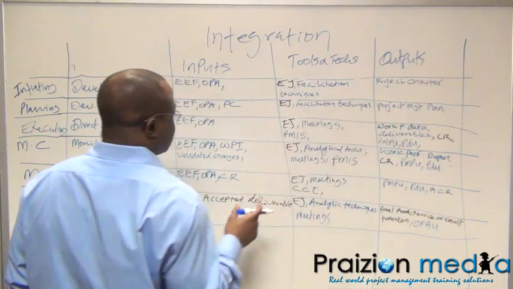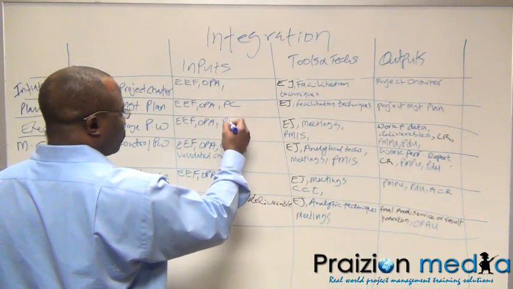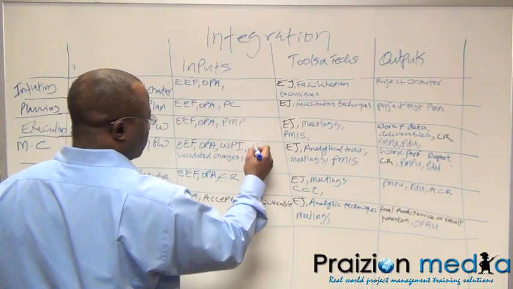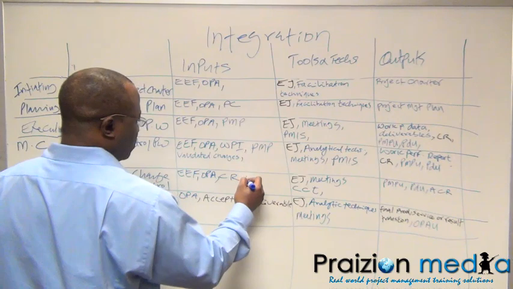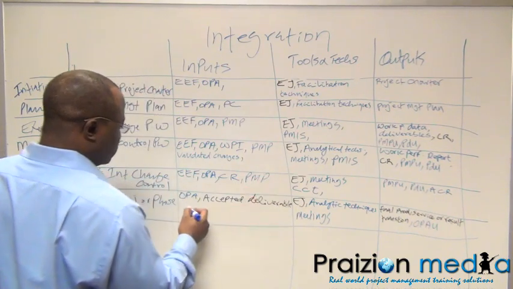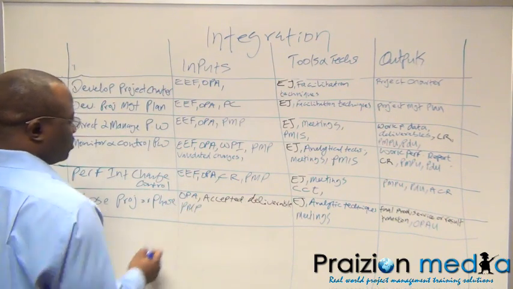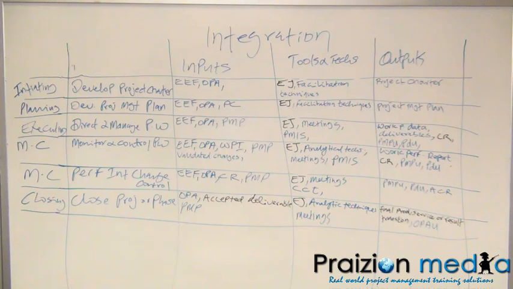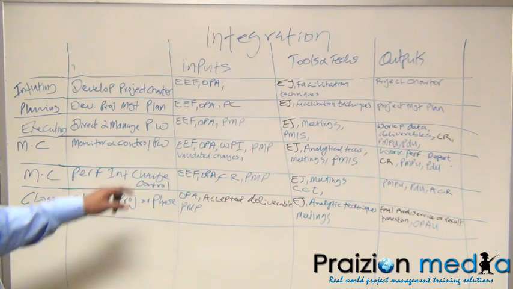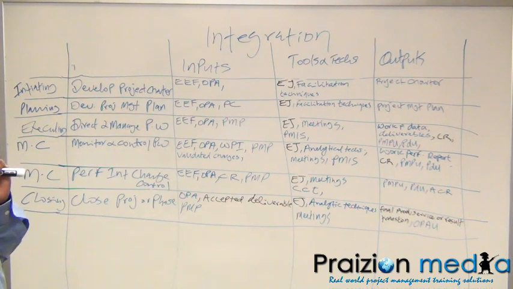And once we've developed our project management plan, guess what? We're going to have it everywhere. We're going to have that PMP everywhere all the way to the end. See? So we can see our project management plan, the moment it's developed, is going to appear in all of these. We can see other commonality.